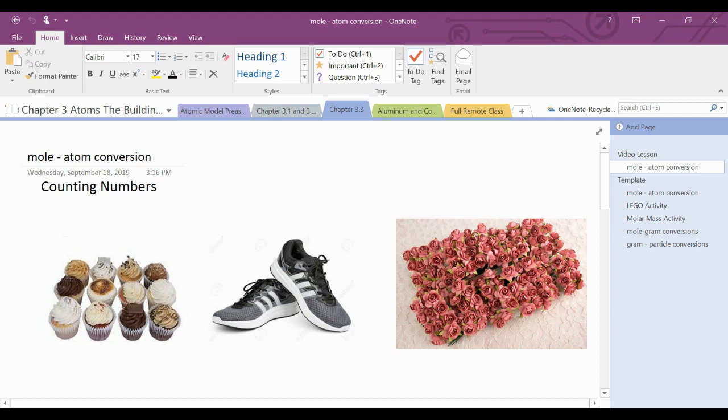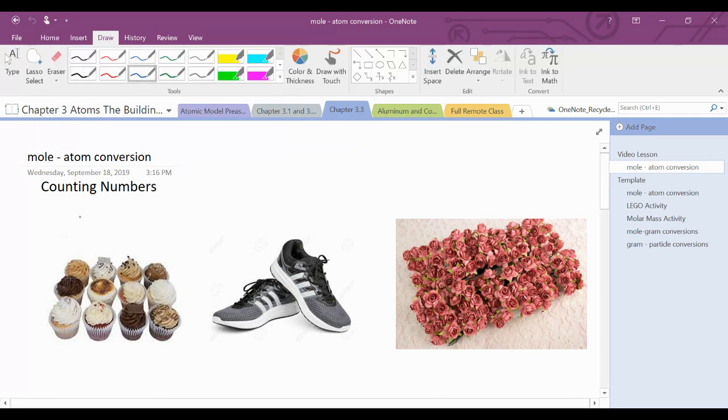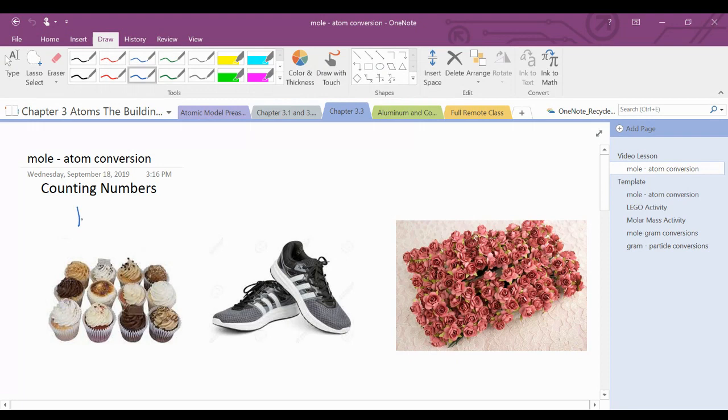Today we're going to start a lesson on mole to atom conversions. What I want to start with is something you already know, and that is counting numbers. So if you've ever gone to a bakery, whether to get donuts, bagels, or cupcakes, you've probably used the term dozen before. And so pictured here is 1 dozen.